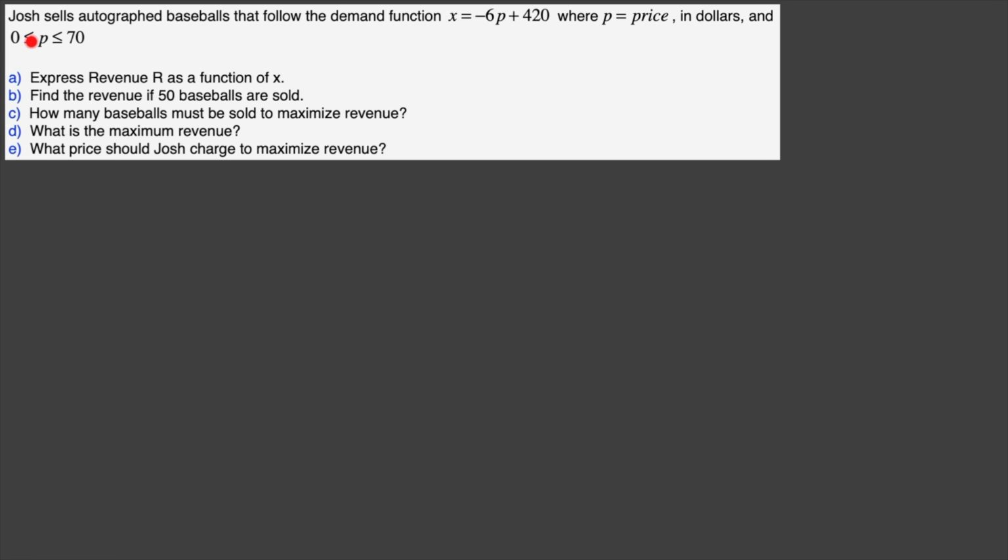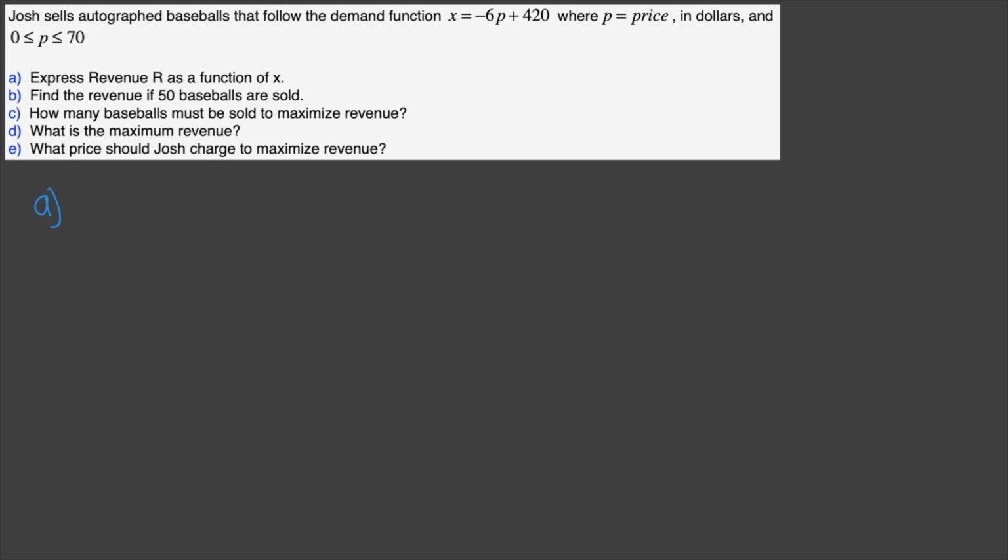This question says, Josh sells autographed baseballs that follow the demand function x equals negative 6p plus 420, where p equals price in dollars and p is between 0 and 70 here. There are 5 parts to this question. Let's start with part A. Part A says express revenue as a function of x.